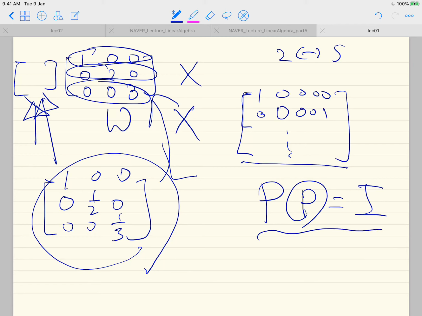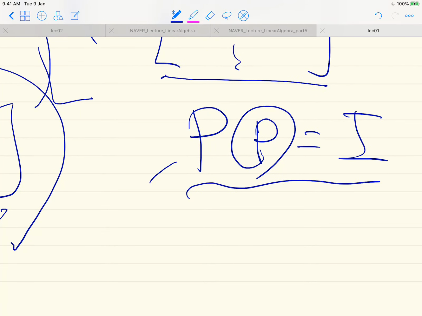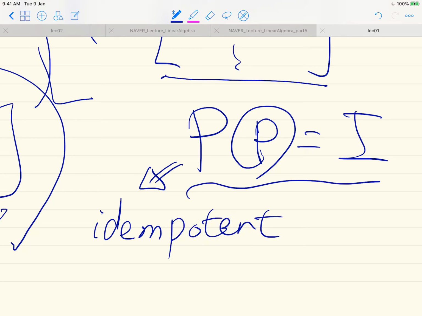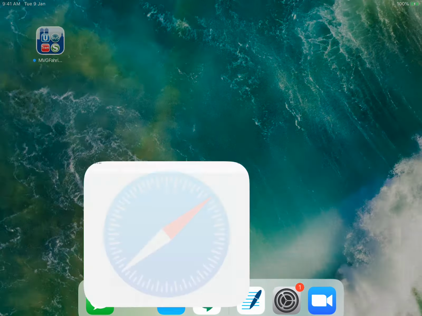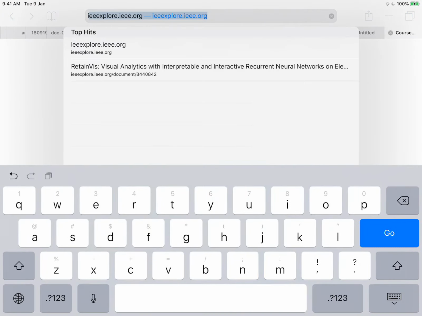And in general, this kind of property, or this kind of matrix, has a special name. If I remember correctly, it is called... Does anyone know the name? It is just a mathematical term, but idempotent. Yeah. Let me see.